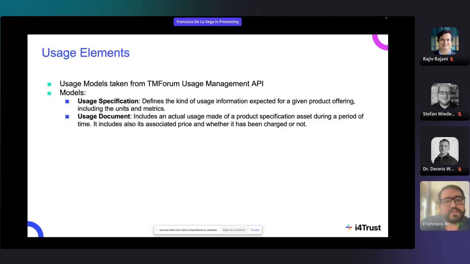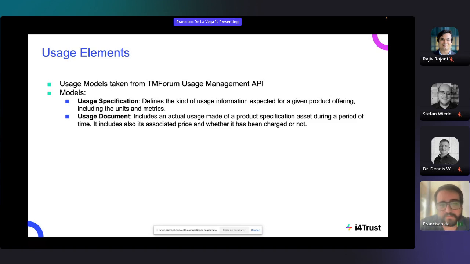One interesting point regarding the usage is that the business API ecosystem software is supporting two different ways of providing this information in the system. Because if you have some kind of service that you want to sell under a pay-per-use model, you need to monitor the usage of the service. So as a data provider, there are two ways of providing this information in the business API ecosystem.